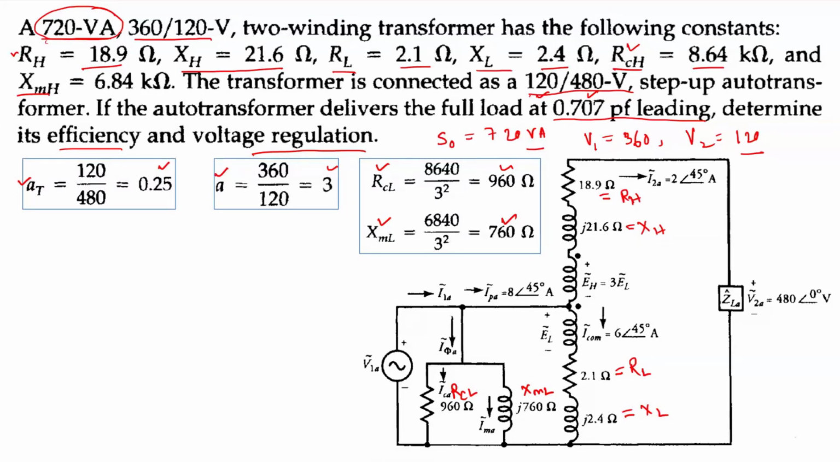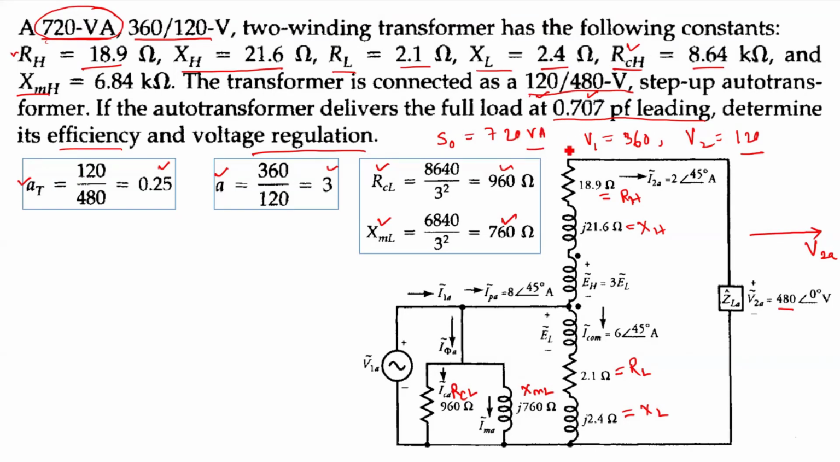Now your output voltage, the rated output voltage, is known, 480 volt. Let us consider this voltage as the reference phasor. This is V2A. And with respect to this phasor, we'll find all other phasor quantities.